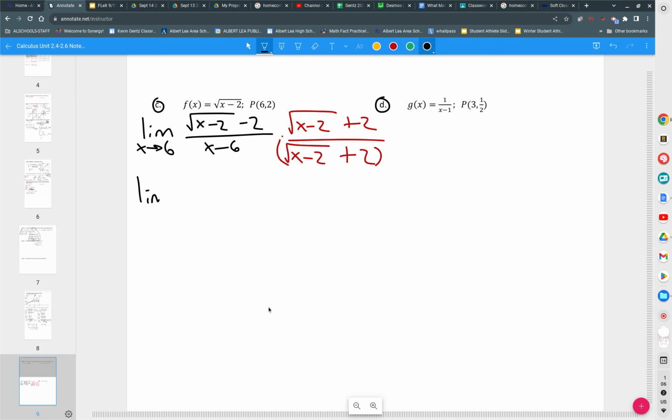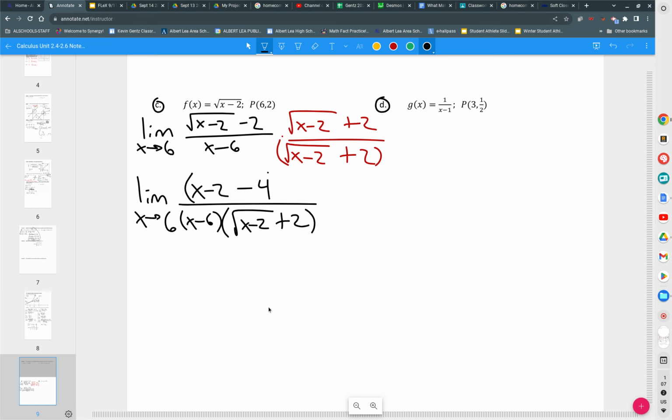So we have the limit as x goes to 6 of what? (x minus 2 minus 4) over the quantity (x minus 6) times that business over there, which is the square root of x minus 2, plus 2. Oh boy, it's Christmas, isn't it? What happens?